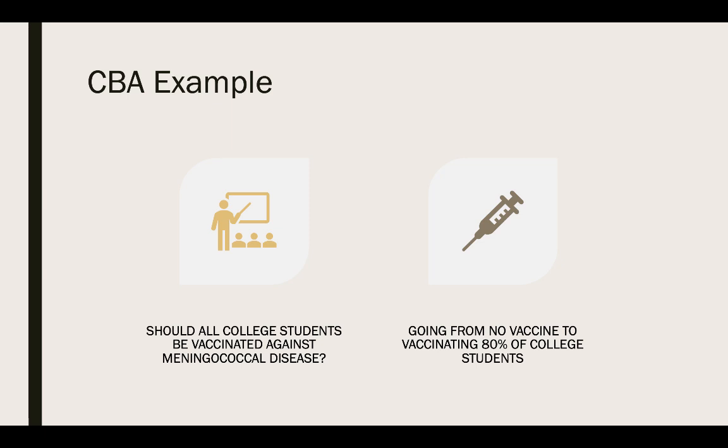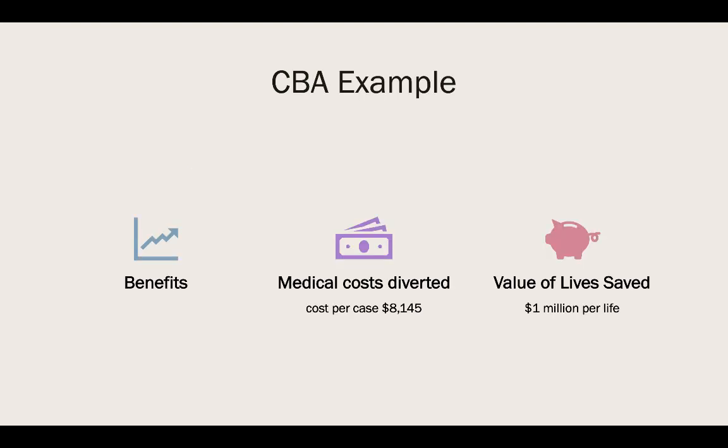So, a quick example of a cost-benefit analysis looking at college students and whether they should be vaccinated against meningitis. And we're looking at a scenario where none of them are vaccinated, going to a level of 80% of college students vaccinated. So there are some benefits, there are some costs. So we need to identify our benefits, our medical costs, cost per case diverted. So this goes into our benefit.